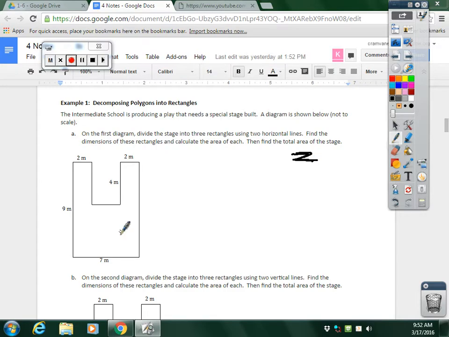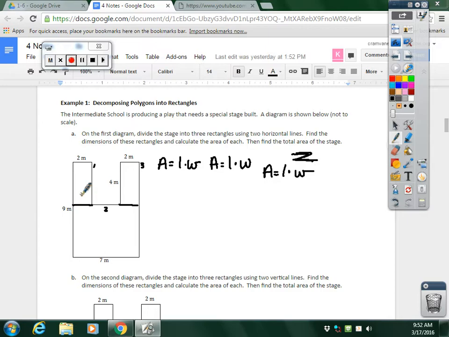Looking at my irregular figure, I'm going to draw 2 horizontal lines here. I have just cut that into 1, 2, 3 shapes. They appear to be 3 rectangles, and this could possibly be a square, but I don't know yet because I don't know all the dimensions. But I know that the area formula for squares or rectangles is area equals length times width. So I'm going to write that down 3 times, and I hope you are doing it too.